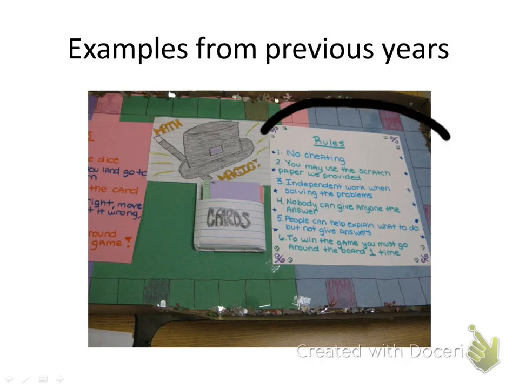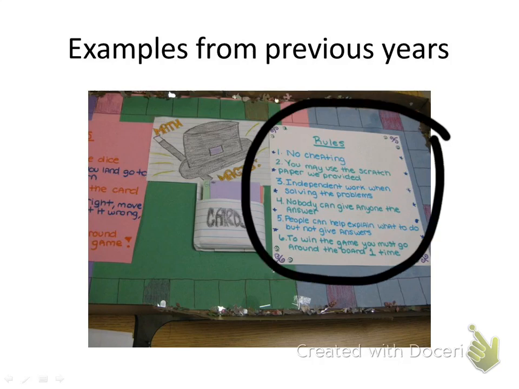They show their rules right here. No cheating. You may use scratch paper, independent work when solving the problems. Nobody can give anyone the answer. People can help explain what to do but not give the answers. To win the game, you must go around the board one time. These are excellent rules that specify how to play the game.